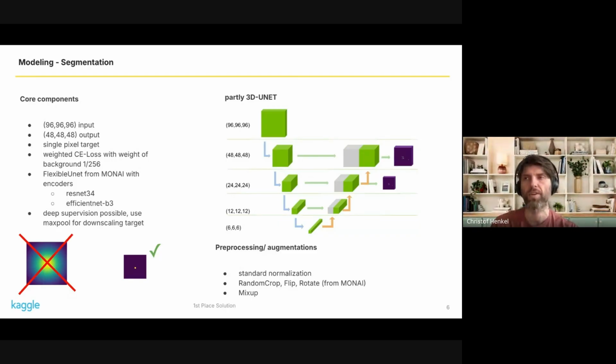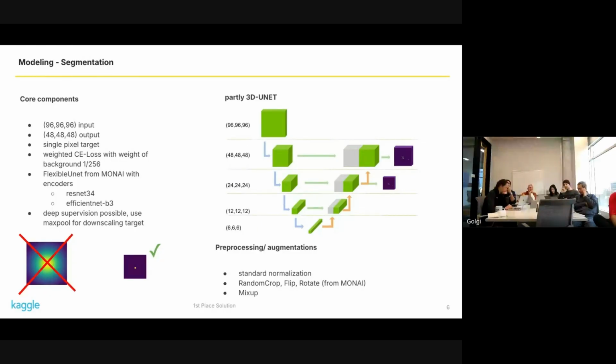But I also saw Eugene as well as other people writing that mix-up did not help for them. Maybe because they pre-trained on simulated data or for other reasons, but I trained from scratch, and mix-up helped a lot. Thanks.